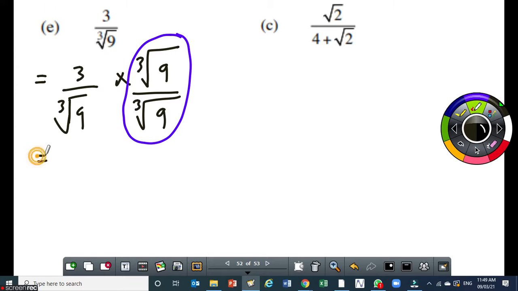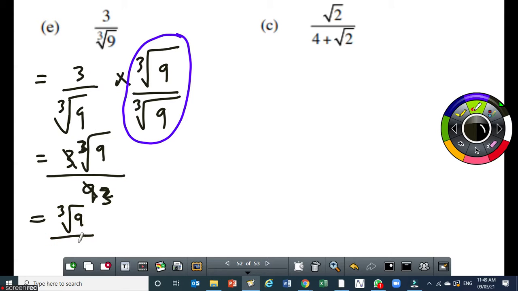Okay, so if I carry on here, 3 times the cube root of 9 gives me 3 cube root of 9 over. Then if you multiply the cube root of 9 times the cube root of 9, that should give you a 9. Remember this is a cube, it's a 3. Are you following that? Then we have a common factor here, which is a 3. So 3 into 3, 1, and 3 into that gives 3. So the final answer, you can write as the cube root of 9 divided by 3.